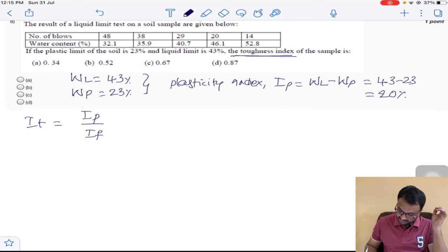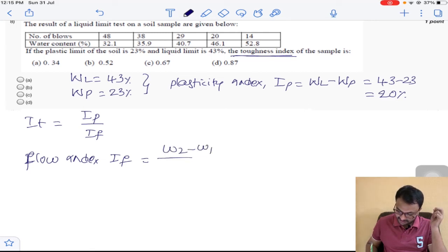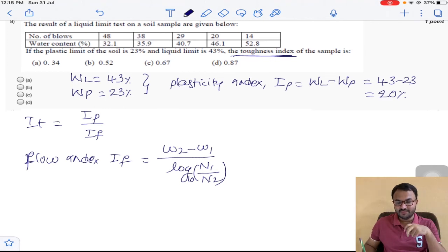IP we already know, we need to calculate IF. IF means flow index, that is IF is equal to, we have one standard formula from the table, (W2 minus W1) divided by log(N1 divided by N2). It is base 10. Okay, the logarithm with respect to base 10.